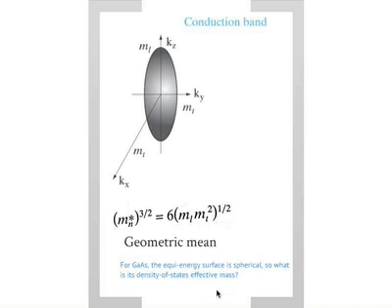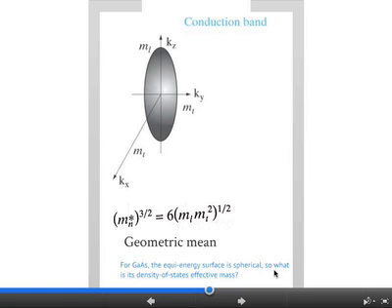So for gallium arsenide, the equi-energy surface is spherical, so the density of states effective mass is just, you set ml and mt equal to each other, essentially.